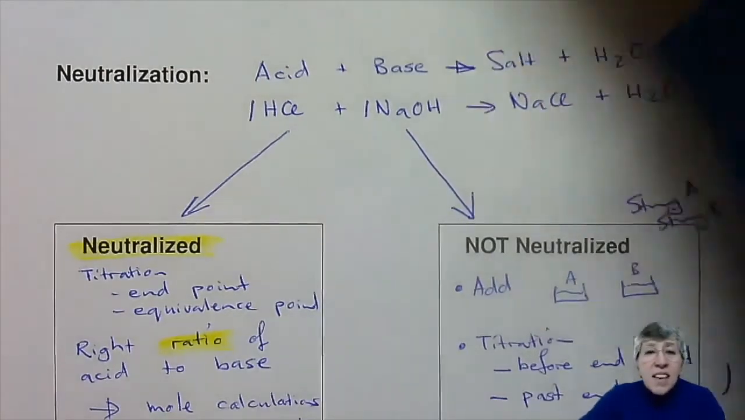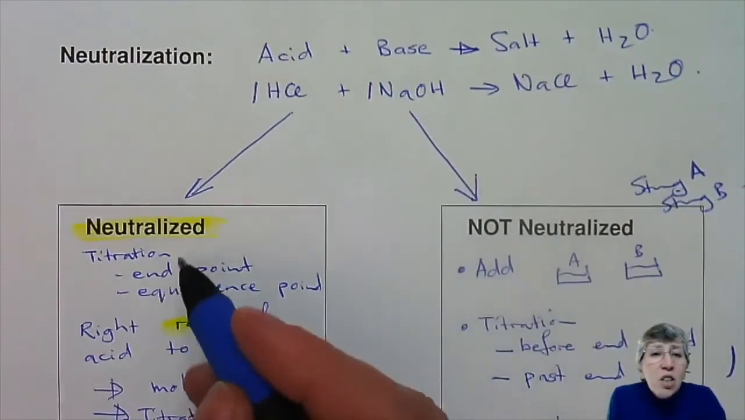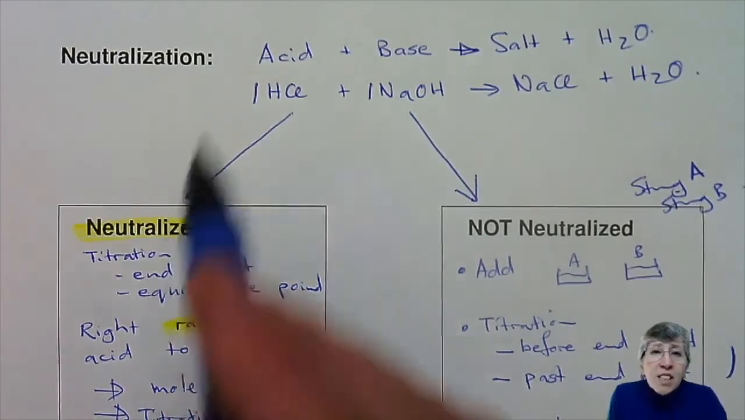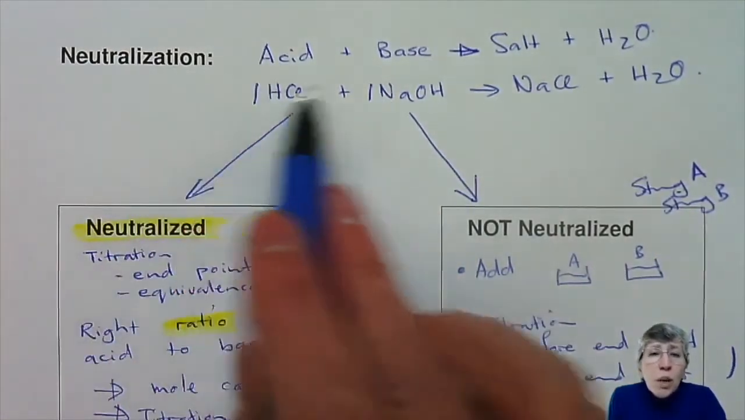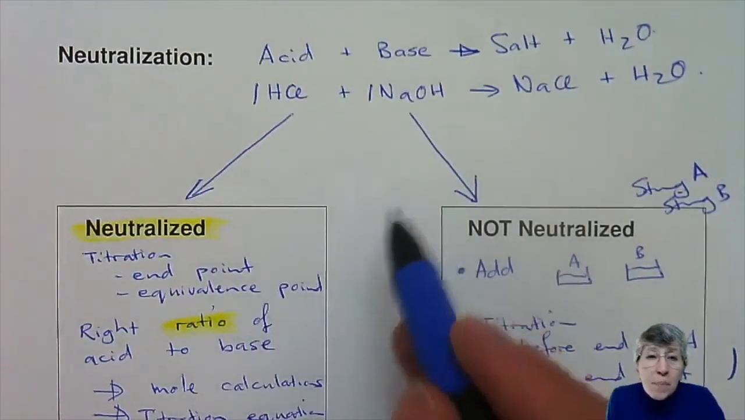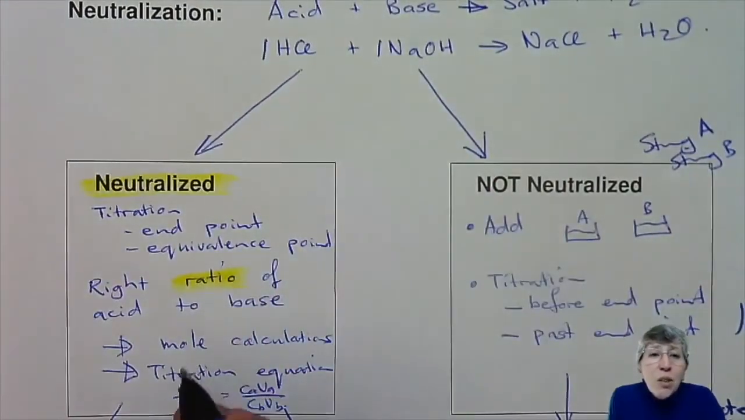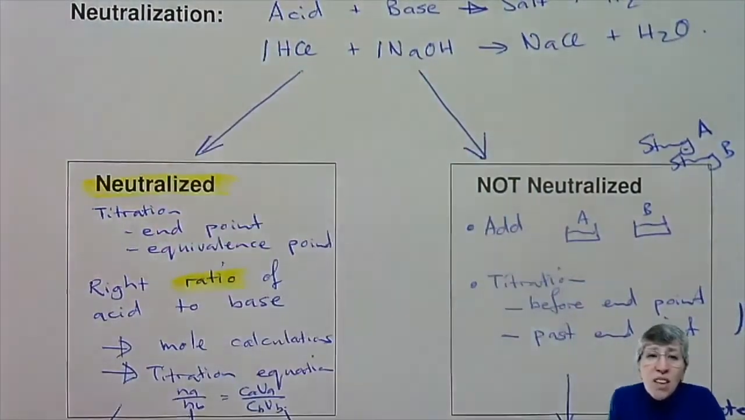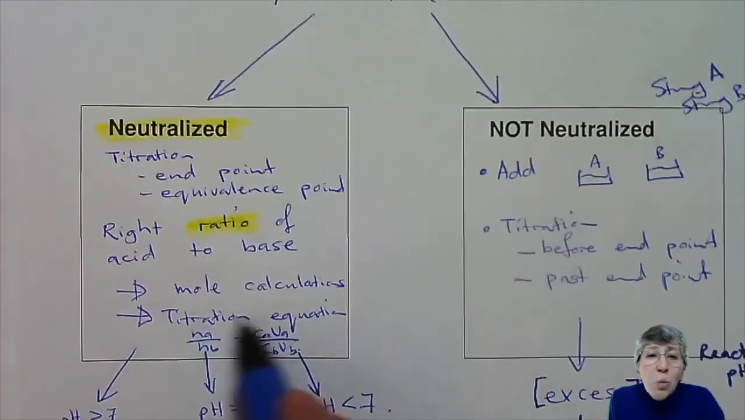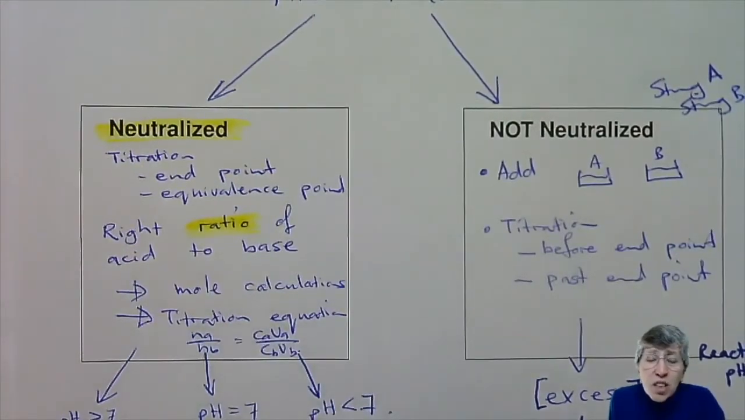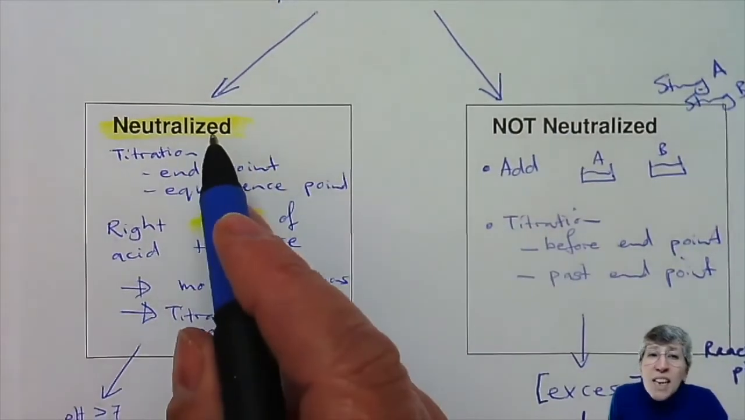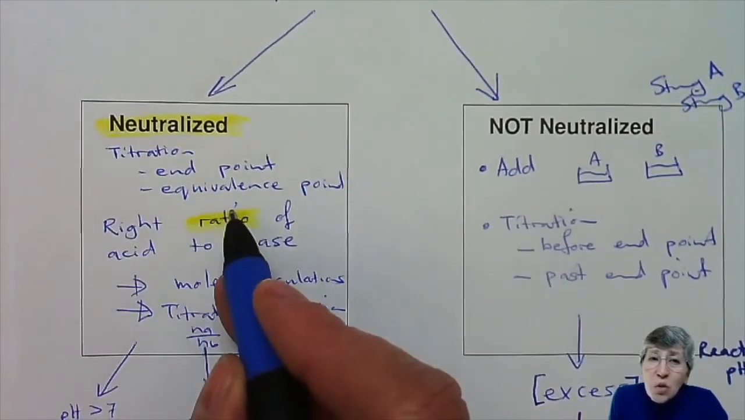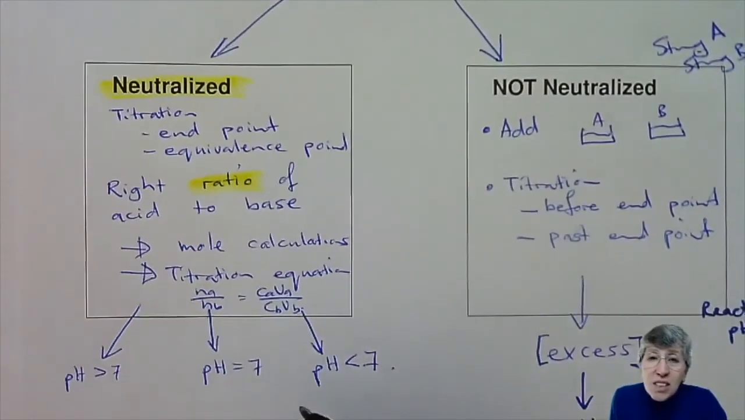And other ways that they can tell you it's neutralized is using the word end point or equivalence point, right? So that means 1 to 1 or 1 to 2, whatever the equation is. And when you have that, you know you can do ordinary mole calculations. You can work out the other one because they are in the right ratios. And you can also use the titration equation, right? But when it's neutralized, even though there's 1 to 1 or 1 to 2, it's the right ratio. It doesn't mean the pH is 7, right?